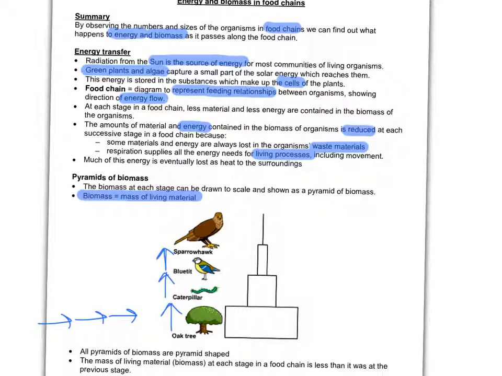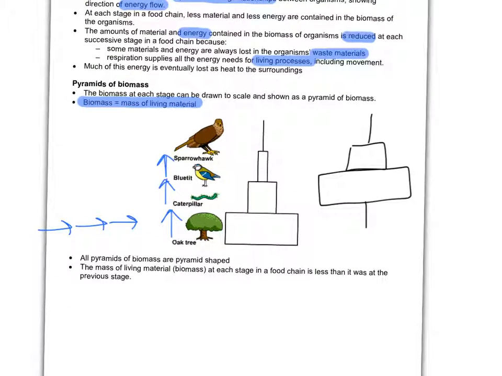You might be familiar with pyramids of number from Key Stage 3. In this example here we would have one sparrowhawk eating a number of blue tits, which would eat a number of caterpillars, but those caterpillars would all survive on one oak tree. So a pyramid of number doesn't always end up as a pyramid shape. However, a pyramid of biomass will always be pyramid shaped. This is because the mass of living material, or biomass, at each stage in a food chain is always less than it was at the previous stage.